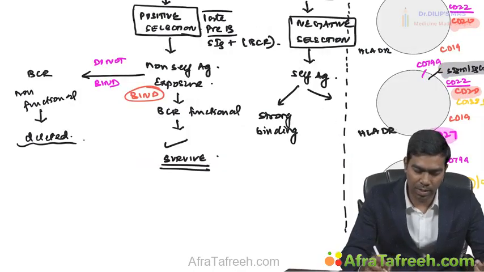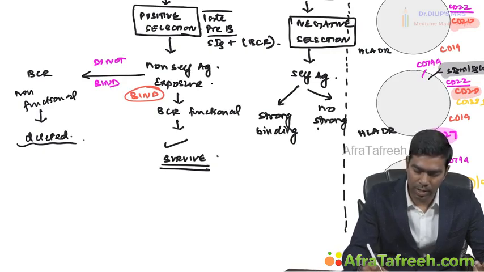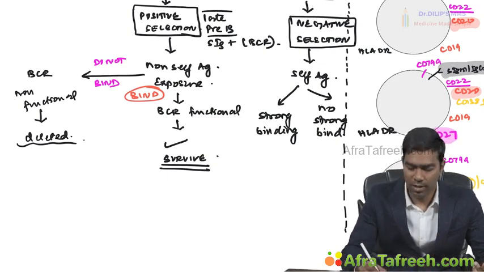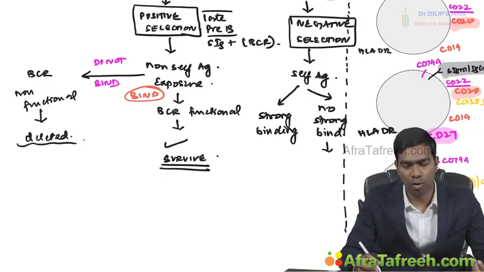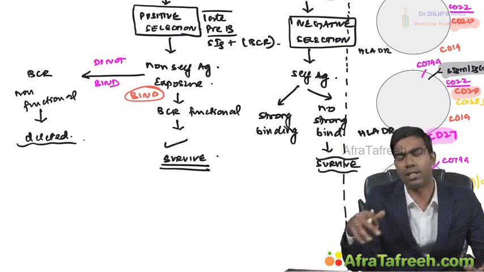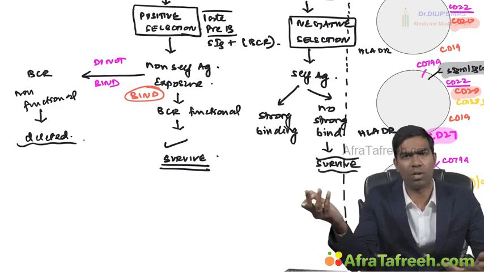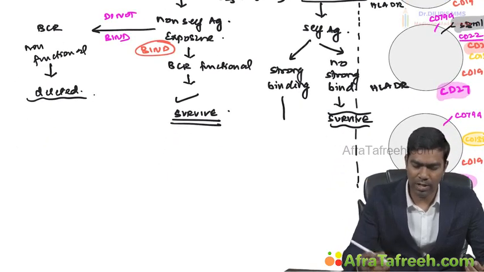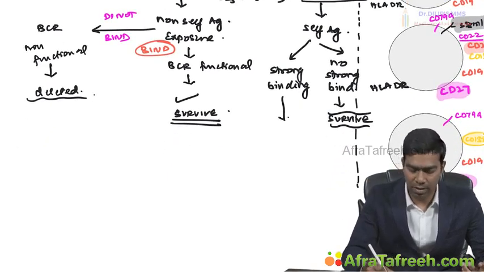Suppose it does not bind strongly, or there is very weak binding, or no binding. Then these are not autoreactive B cells, so these B cells will survive and pass on to the next stage, called the transitional B cell stage, which then progresses to the mature B cell and follicular B cell stage. If there is strong binding, the B cell will be given an option.